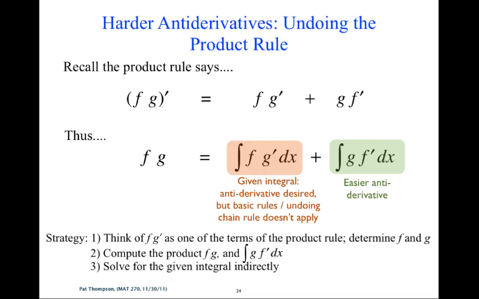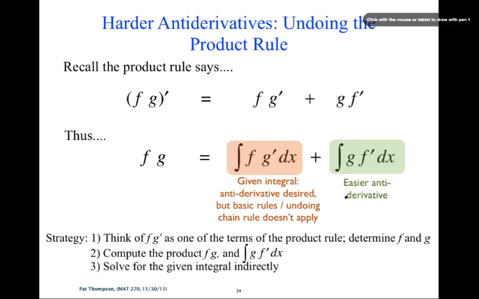Okay? So here's the strategy. We're going to be given the integral of fg prime. We're going to think of that as one of the terms of the product rule, fg prime. So first we're going to determine what f and g are. Compute the product of f and g, and then compute this easier integral, the integral of gf prime. And so then what does our given problem equal? It's going to equal f times g minus this easier one.